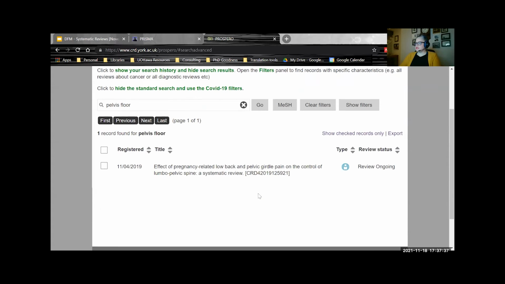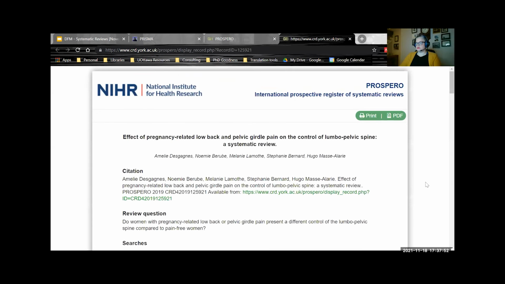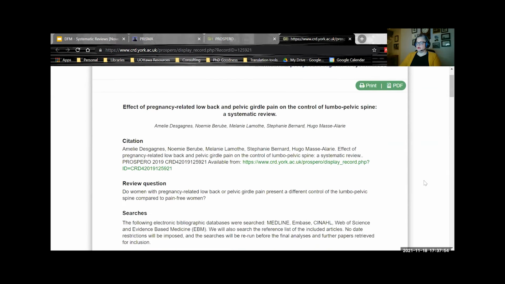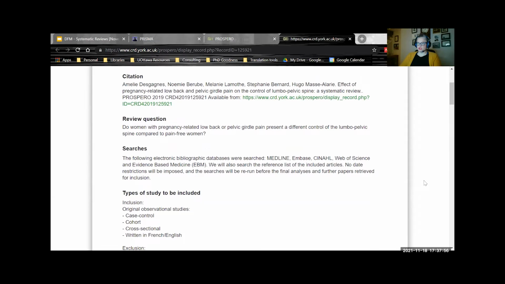And then what you'll see is that in this case, there's only one, but maybe you're looking at pelvic girdle pain. All right. So you can kind of see what the status of it is. And people will use this as an outline to create their protocol. And that's very much okay, because you'll see here that it's a little bit more straightforward.